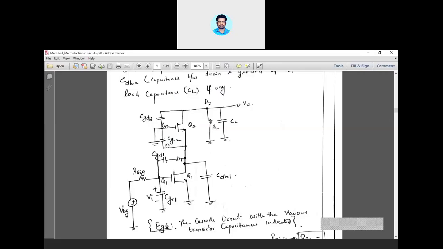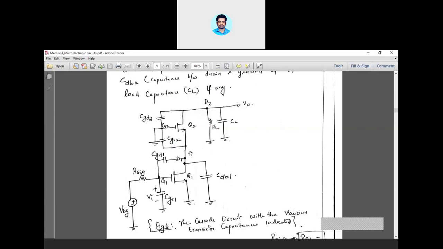Output of the first stage is nothing but the drain. So the drain has been connected to the emitter of the second stage so that it has now become a cascode configuration. Cascode is a combination of common source and common gate connected together. And apart from these two transistors, here I have shown a signal resistance R6.